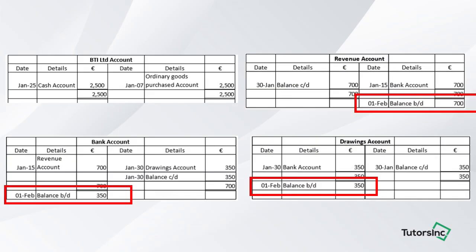Similarly, for these four accounts on the screen, as you can see, the balance BD of revenue account is on the credit side, the balance BD of the bank account is on the debit side, and the balance BD of the drawings account is also on the debit side. And you can also notice that BTI Limited account has no balances because this account was automatically closed during the month as BTI Limited paid its due by cash on January 25. Hence, since the account is closed and nothing is owed by BTI Limited to the business anymore, this account will not be transferred to the trial balance.